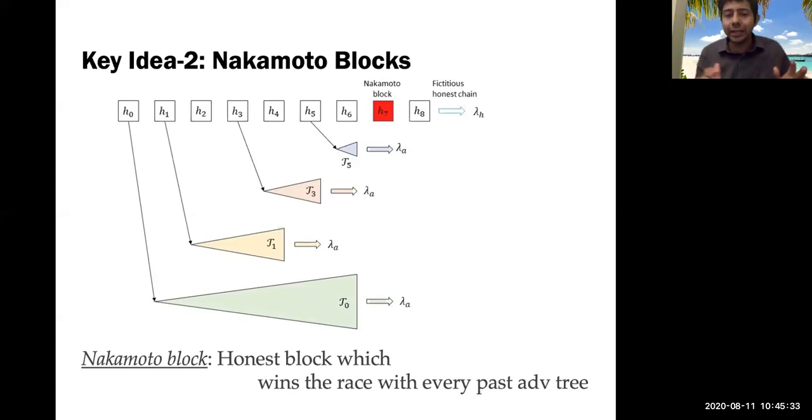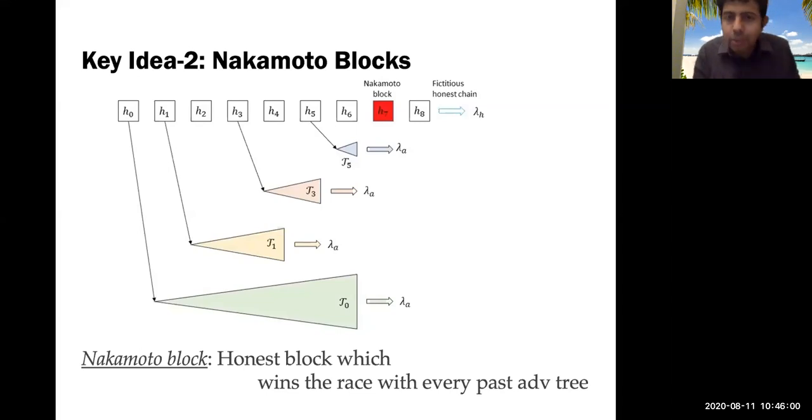And our main idea is once you have a Nakamoto block, which means none of the previous trees can ever catch up to that block in this fictitious system, then this block will remain in the system forever. Okay, so when you see a block, you cannot determine whether it's a Nakamoto block. But theoretically, what we can show is Nakamoto blocks happen every so often.